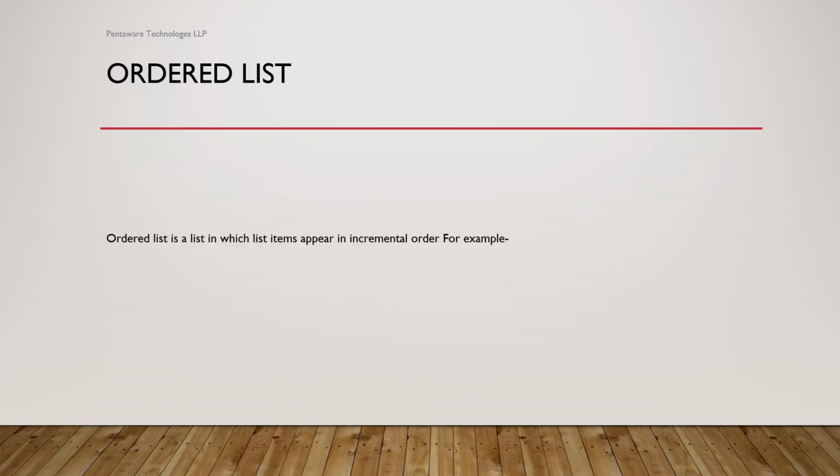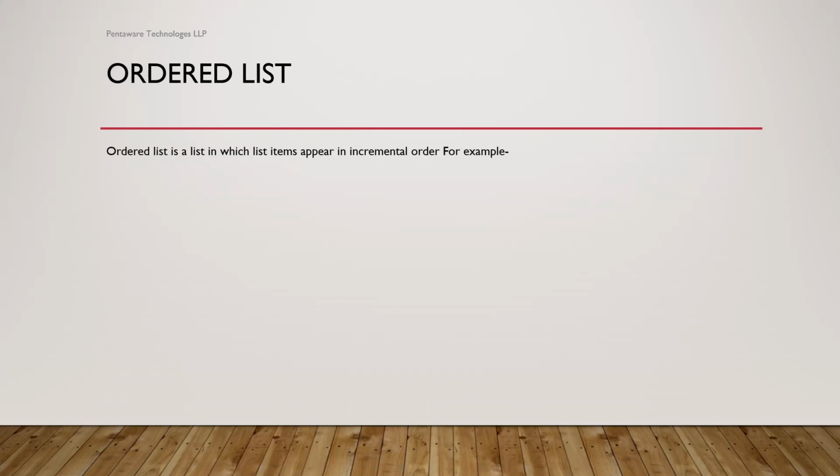So what is an ordered list? An ordered list is a list in which list items appear in incremental order. For example, first is red, second is green, third is blue.